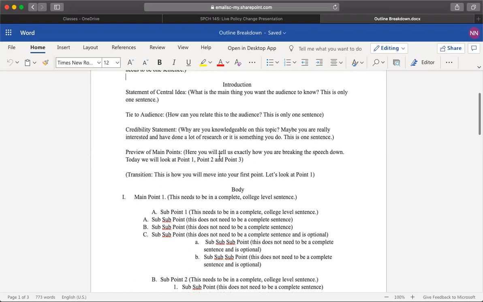So your preview of your main points. You're going to have three main points. For all of your major speeches, you need three main points. So here is where you're actually going to write it down: today we will look at point 1, point 2, point 3.